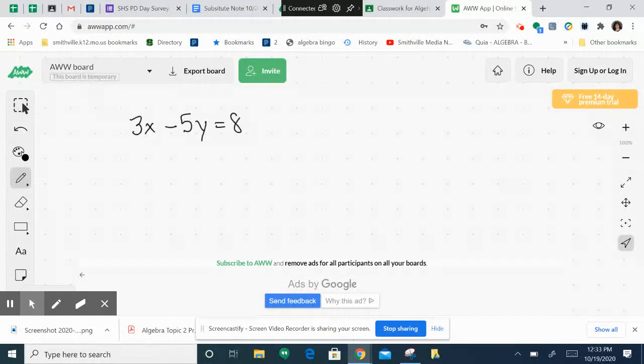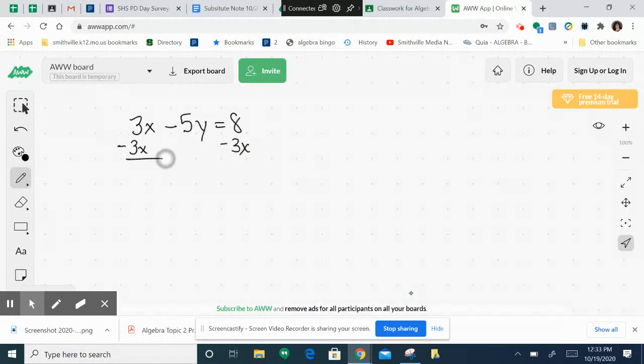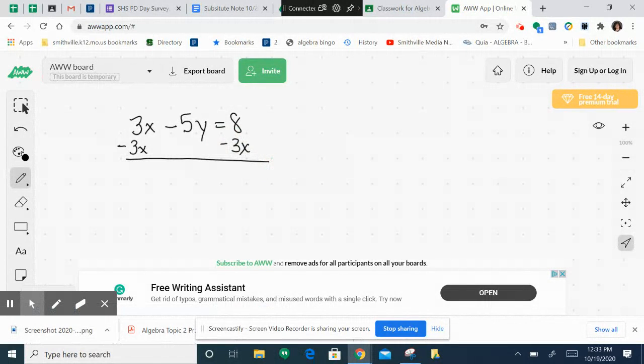To do that, the first thing I need to do is subtract 3x from each side. That allows me to get the term with the y all by itself. So 3x minus 3x would cancel on this side. I'd be left with, don't forget, the negative 5y.